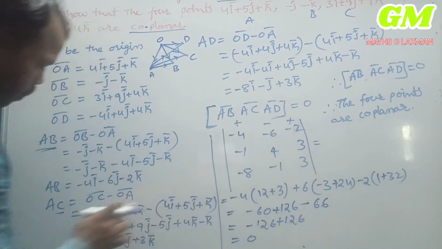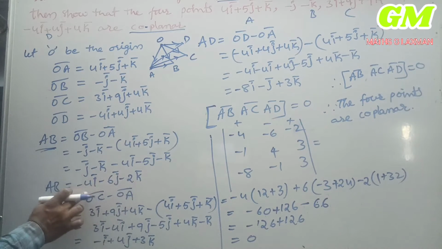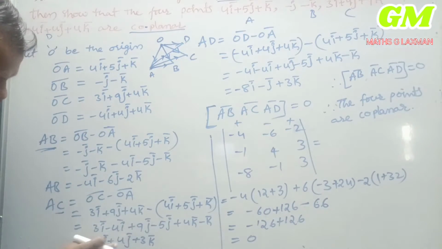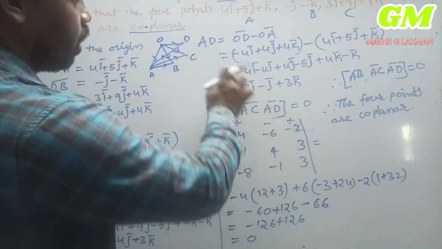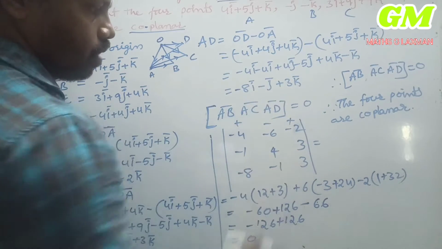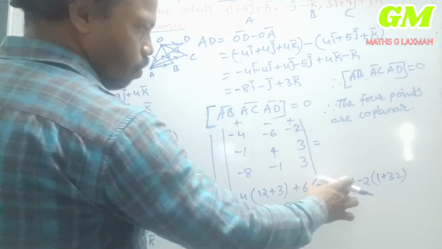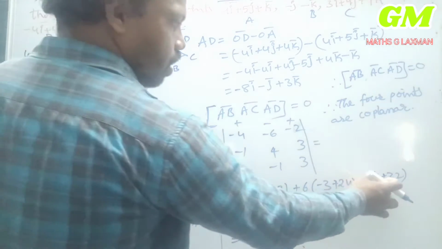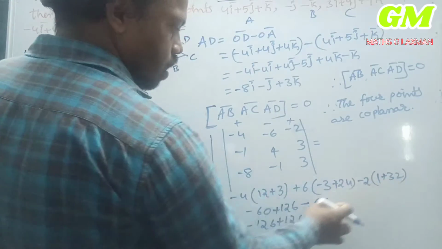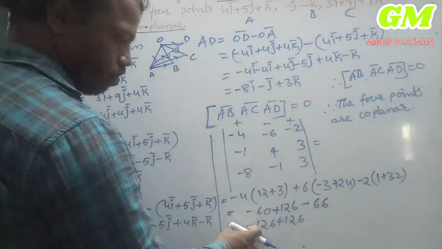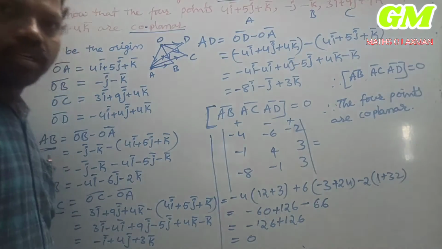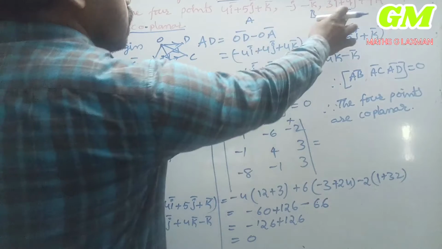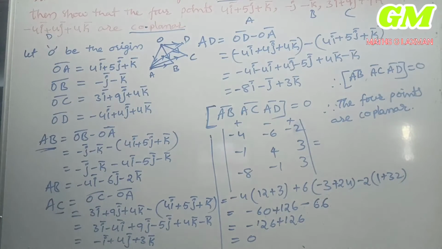So AB has the coefficients of the unit vectors i, j, k: minus 4, minus 6, minus 2. AC is minus 1, 4, 3. Then AD is minus 8, minus 1, 3. By finding the determinant of this, we got 12 plus 3, 15, 15 fours are 60, minus 60. Here 1 plus 32, 33 twos are minus 66, minus 66 plus 60 is minus 6, plus 6, we got 0. Therefore we can say that these 4 points A, B, C and D are coplanar.